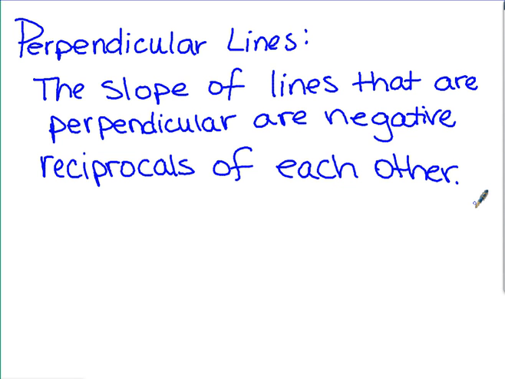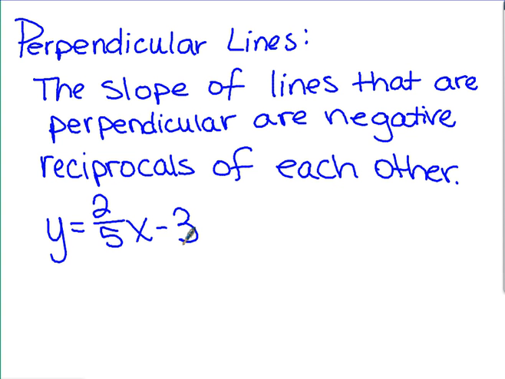Now we talked about parallel lines. Remember, parallel lines have the same slope. So if the slope in a parallel line is 1/2, the slope in its corresponding line is going to be 1/2. Now, perpendicular lines have negative reciprocal slopes. So if we have the equation of a line that is y equals 2/5 x minus 3, then the slope of the new line is going to be the negative reciprocal of the slope in the original line.